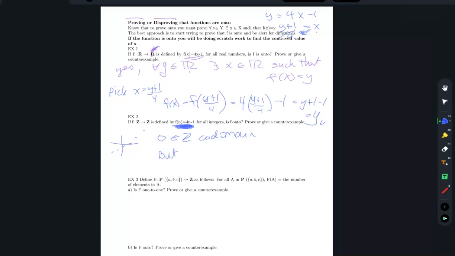But there is no x, I should say n, no n in the domain so that f of n, I want to write the function down, so that 4n minus 1 equals 0. This gives us n equals 1/4, which is not an integer. So that's why it's not onto.